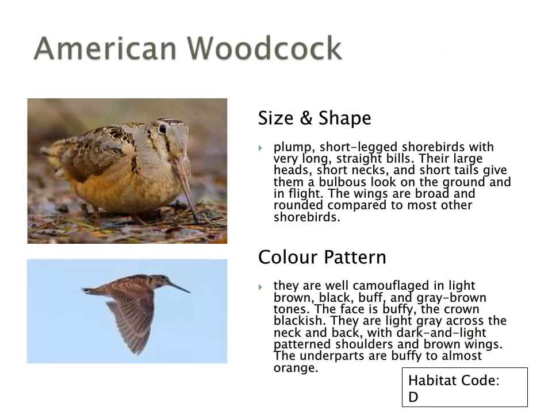The American woodcock is a very short-legged, plump shorebird with a long, straight bill and a very large head, sometimes confused with the Wilson's snipe. Although, if you notice, the coloration and banding patterns of this bird are very different. They're very well camouflaged in light brown, black, and buff colors with gray. The face is very buffy, and the crown is relatively blackish.